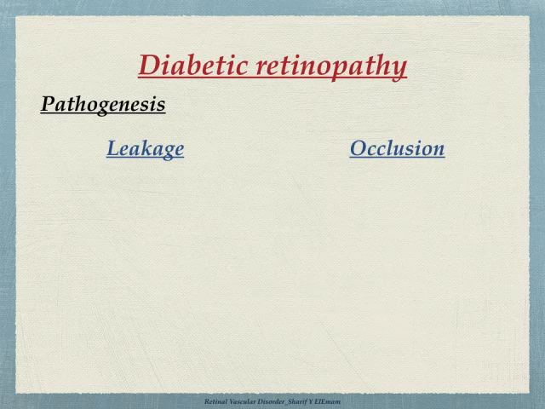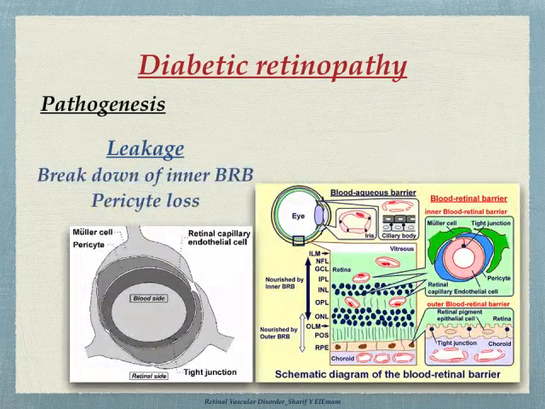The pathogenesis of diabetic retinopathy can be divided into two parts. The first part is leakage, and the second part is occlusion. For the first part, the leakage, which means the blood content can pass through what we call the blood-retina barrier. We have two blood-retina barriers in the eye. One of them is the inner blood-retina barrier, which is formed by the blood vessels and their pericytes surrounding the blood vessels, as well as the tight junctions between the endothelial cells. The other is the outer blood-retina barrier, which is formed by Bruch's membrane, as well as the tight junctions between the retinal pigment epithelial cells.